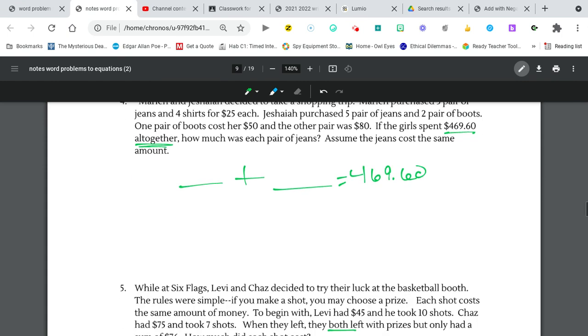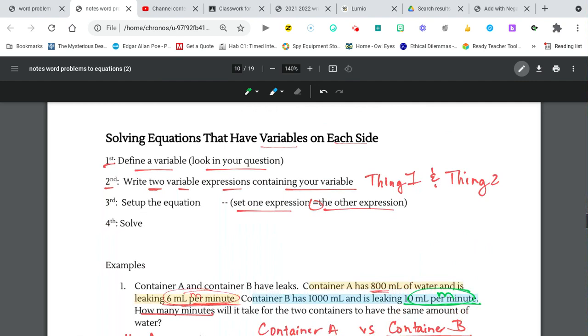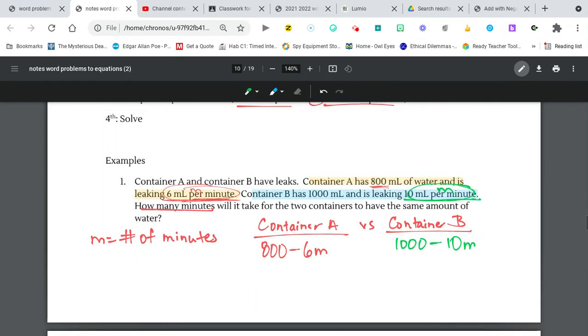That's for the jeans. But here now, you're not going to see the word combined. It says how many minutes will it take for the two containers to have the same amount of water. So you're going to see the word same. Same means that they need to equal each other. This amount needs to equal that amount. So now it helps you to see that you have variables on both sides.